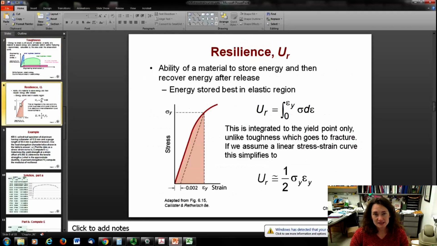The resilience is the ability of a material to store energy and then recover energy after the release. So this is when you calculate the area under the curve, but only in the elastic region, okay? Now, since the elastic region is usually that straight line bit, then the area under the curve is a triangle, okay? And so you can approximate the resilience as 1/2 the yield strength times the plastic strain at that point.